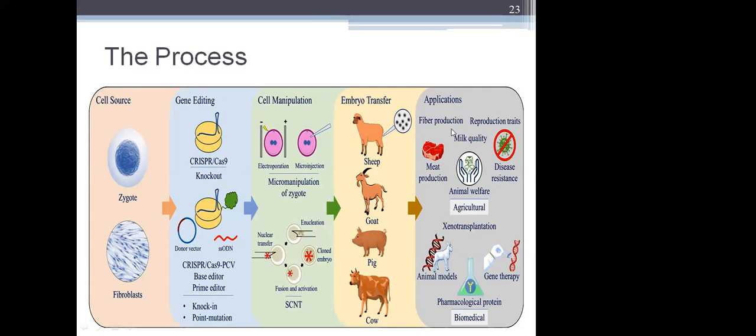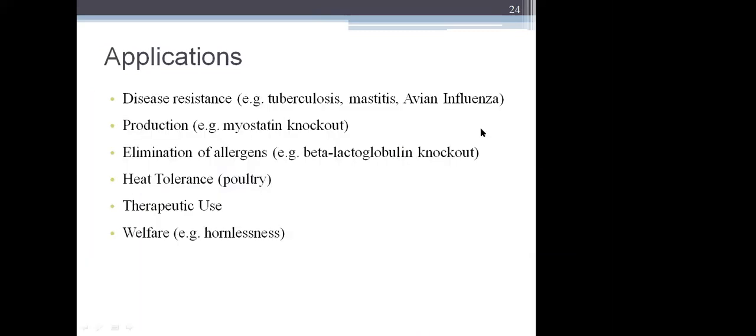So different applications can be done. There are many different applications of this genome editing technique. As Dr. Azam told earlier, it's a very revolutionary step, and we can do many things with it, like disease resistant animals, for example, TB, mastitis in cattle, and even influenza in animals. Production can be enhanced, like myostatin knockout. I will discuss some of these in next slides.